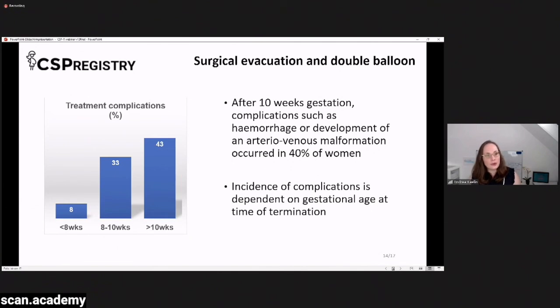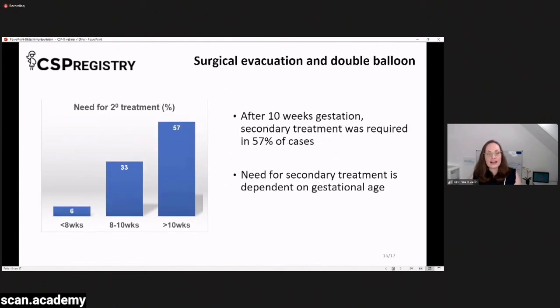I'm combining them because I'm looking at treatment complications. And actually, if you terminate the scar pregnancy with either of those methods before 8 weeks, the treatment complications were very low. But already after 8 weeks, and more so after 10 weeks, the incidence of complication increased. And we're looking for hemorrhage and development of AV malformation in this slide. So it's clear that the incidence of complication is dependent on the gestational age at termination. And parallel to that is also the need of secondary treatment. So before 8 weeks, people did a suction evacuation or a double balloon, and it usually went well. But after 8 or even 10 weeks, people usually needed additional treatment. After 10 weeks, actually, in more than 50% of cases.